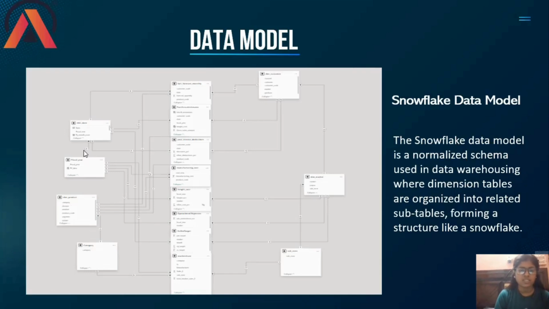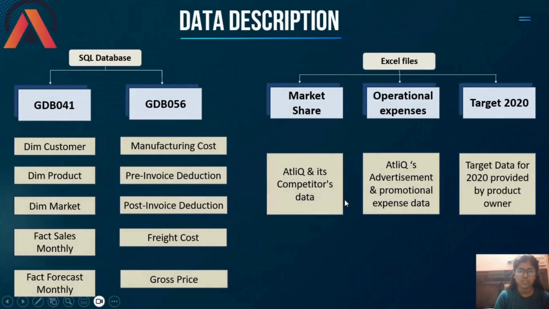The major difference between star schema and snowflake schema is that in the star schema, fact tables are directly connected to the dimension tables, while in the snowflake schema, fact tables are connected to dimension tables and further dimension tables are connected to another dimension table. Now this is the data description. Initially I started with the SQL database which contains all these tables, and later on I added more Excel files as the project progressed.